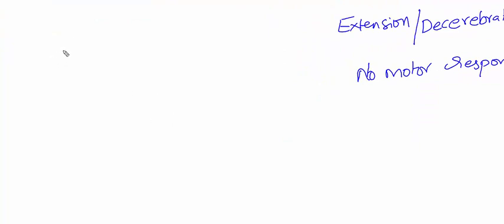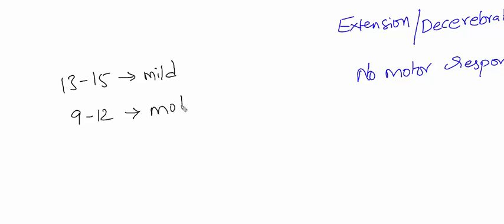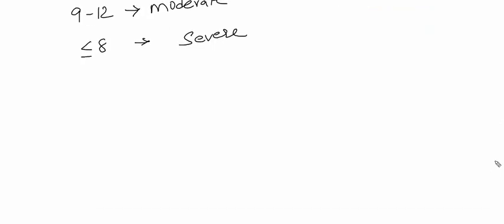Based on this scoring, if the GCS score is 13 to 15, it indicates a mild brain injury. If it is between 9 and 12, it is a moderate brain injury, and if it is less than or equal to 8, it is considered a severe brain injury.